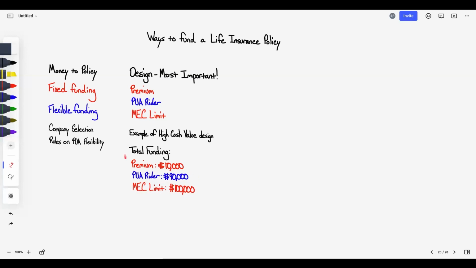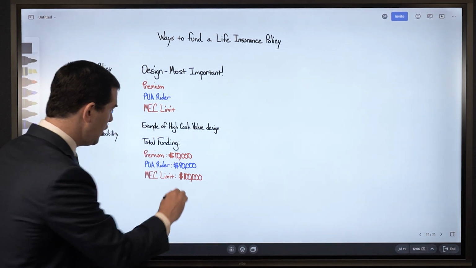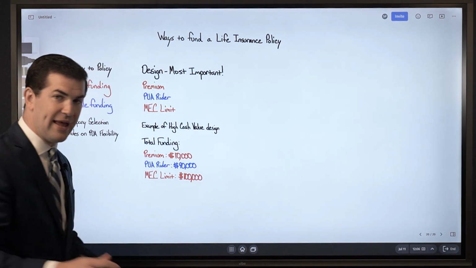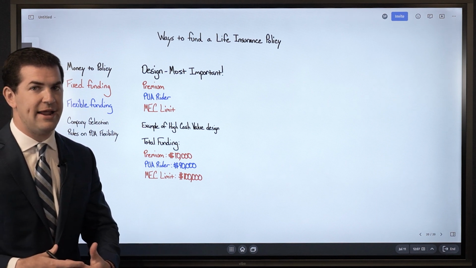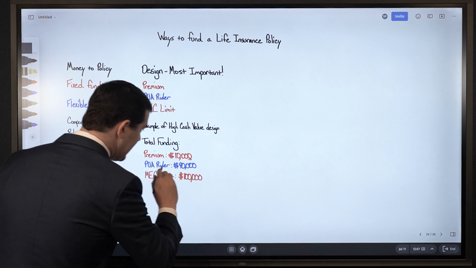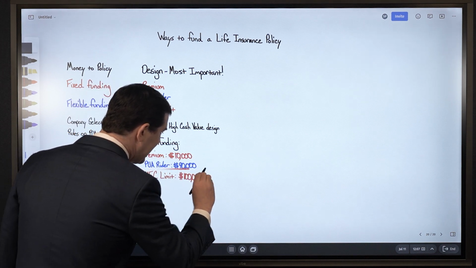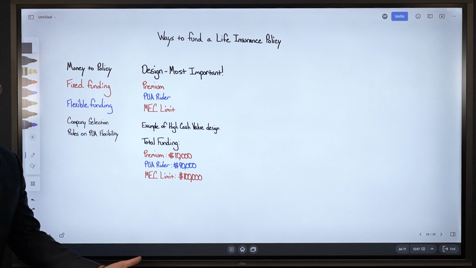Now, with this said, we've got fixed funding and flexible funding. You could do either one here. So for example, if someone says, I want to make sure I fund my policy with $100,000 per year. That's the dollar amount I want to get in, but I still want it designed for high cash value. What you could do then is exactly this, where you've got a $10,000 premium, $90,000 PUA payment, and a total of $100,000 per year going in.